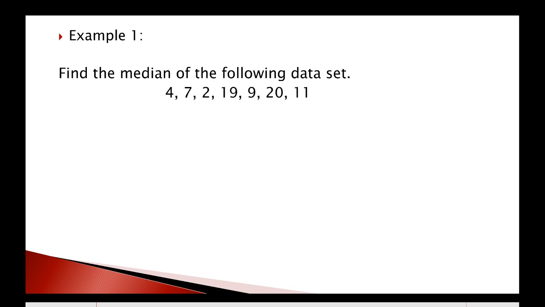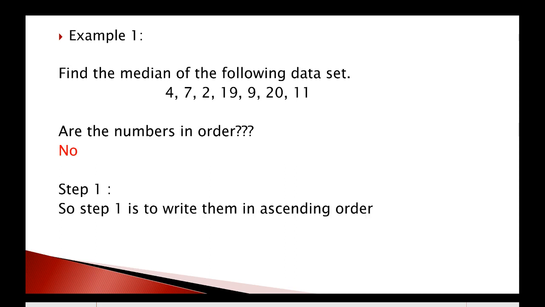Example 1. Find the median of the following data set. You have 4, 7, 19, 9, 20, and 11. The first question that you should ask yourself is, are these data in order? The answer is no. So first you should order them. The first step is to write them in ascending order. So you have 2, 4, 7, 9, 11, 19, and 20.